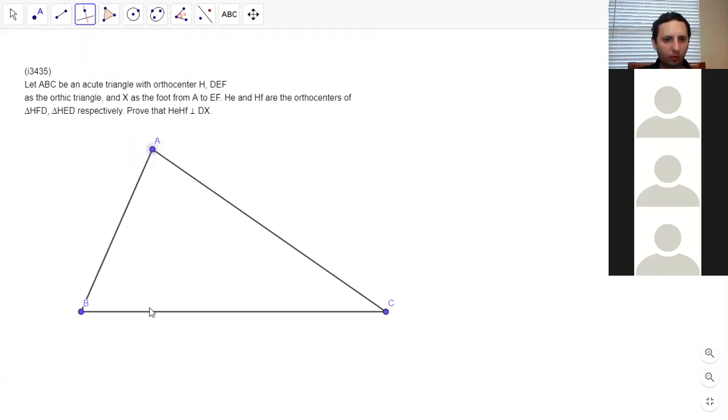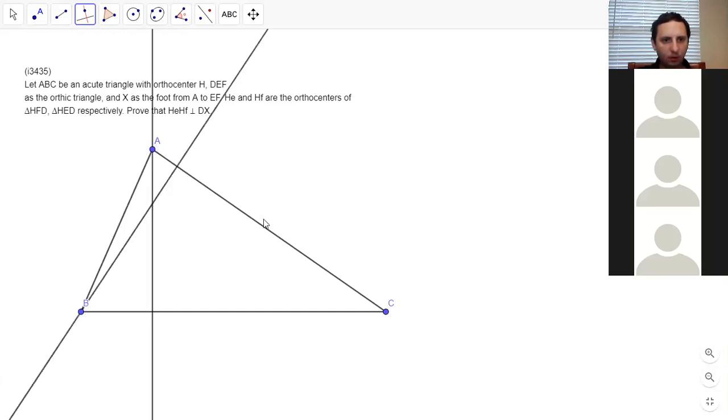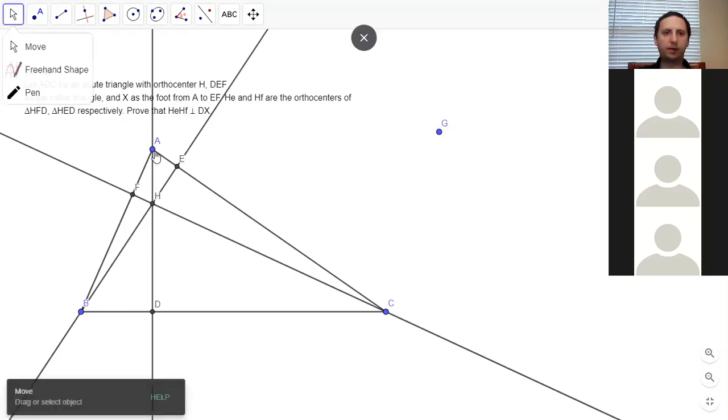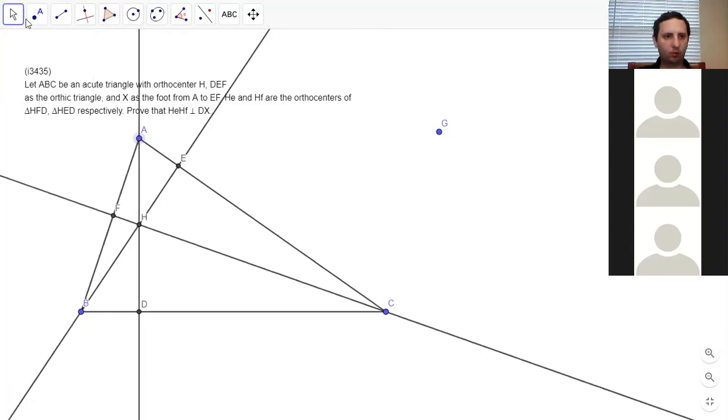Okay, so we have D, E, and F. And we might as well draw the orthocenter. X is the foot of the altitude from A to EF. So we know that EF is anti-parallel to BC with respect to BFEC.